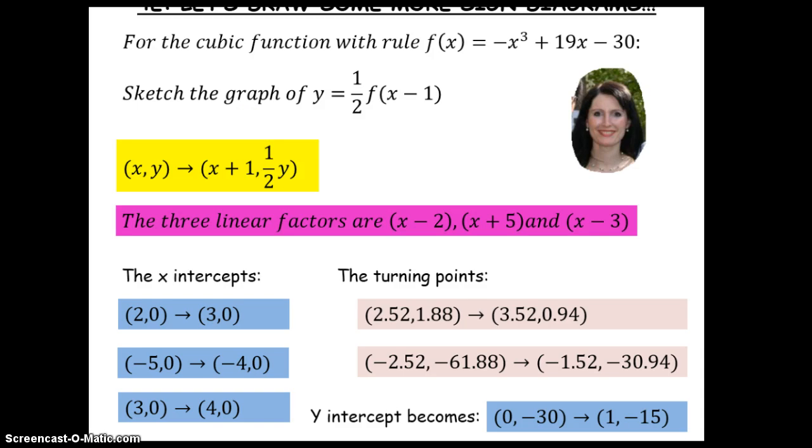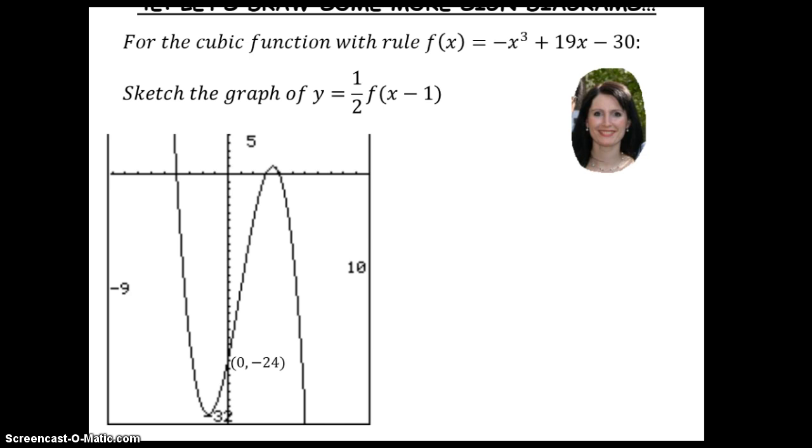Once we've found all that, we can then sketch our graph. And that's what it looks like there. Notice that we do want to find the y-intercept again. So we just substitute x is 0, and we find that our new y-intercept is negative 24. We would label the points onto the graph, our x-intercepts, our turning points, and that's that. That's how we would sketch that graph.